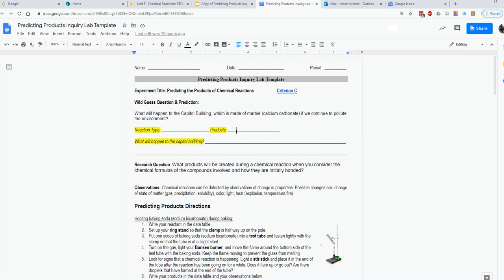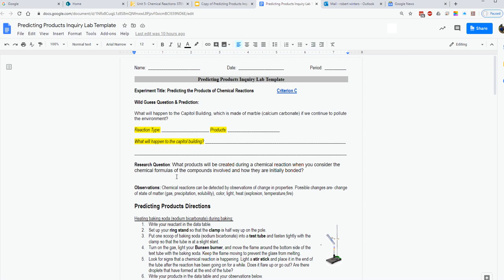What do you think might be the products of that reaction? Once again, probably you don't have much of a good idea. This is a real guess at this point. What do you think would happen to the Capitol building as it was mixed with more and more acid? That's probably an easy part. This is just a starting point. Don't worry if you don't have good guesses at this point.